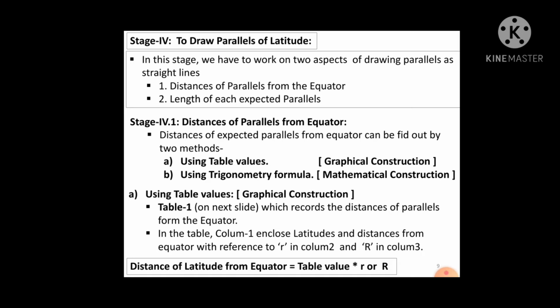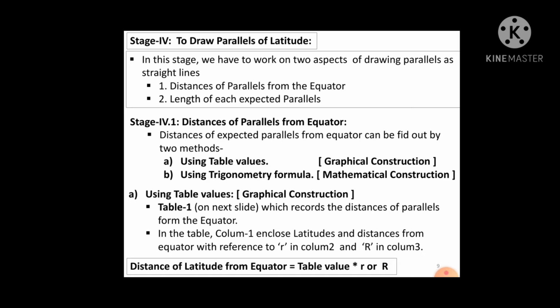And the second aspect is that once you know the distance of that particular parallel from the equator, later on you should know the entire length of that expected parallel which you have to draw to both sides of the prime meridian, or the central straight vertical line, right? And that length should be equally distributed from the prime meridian.